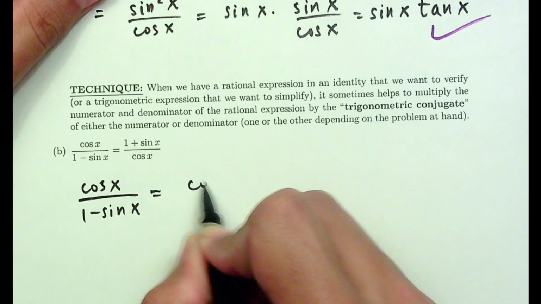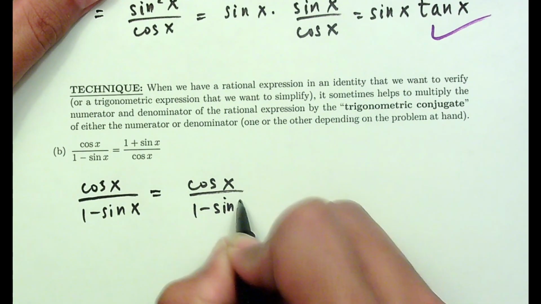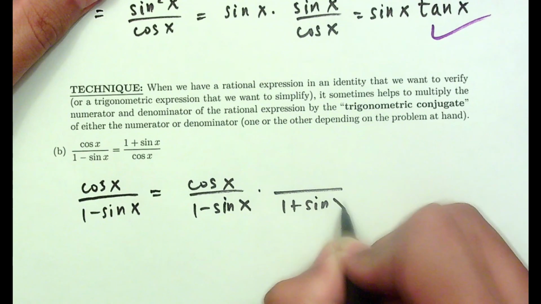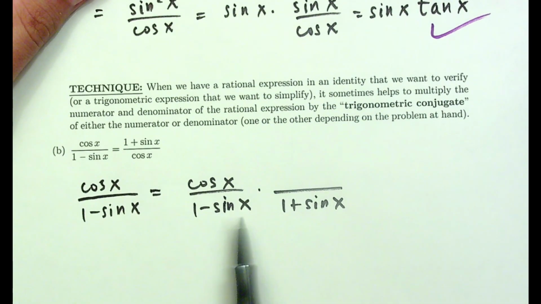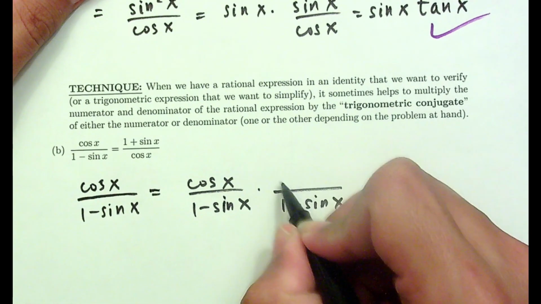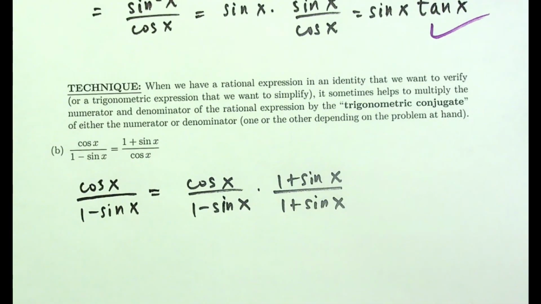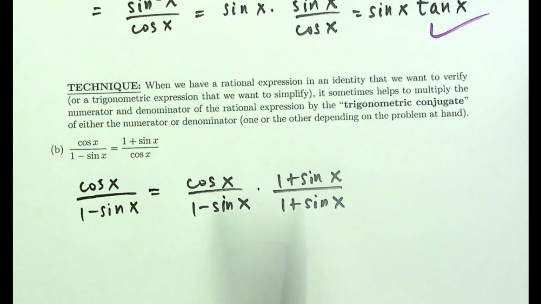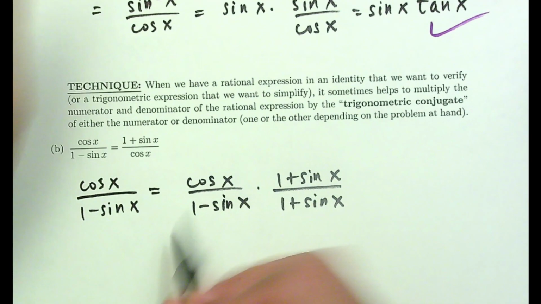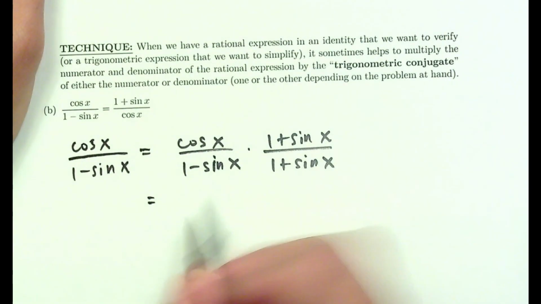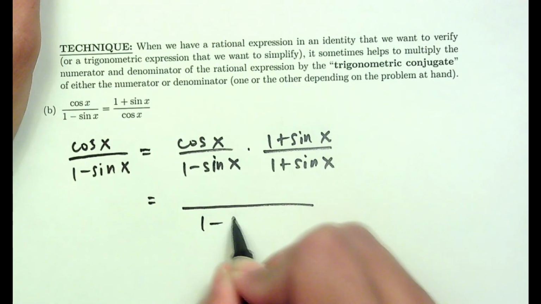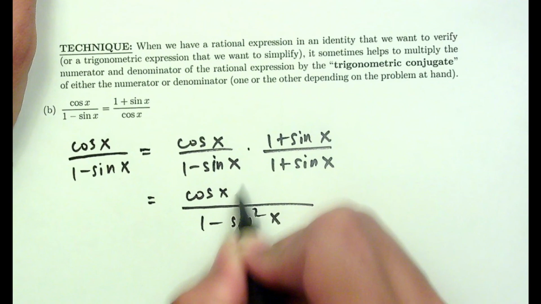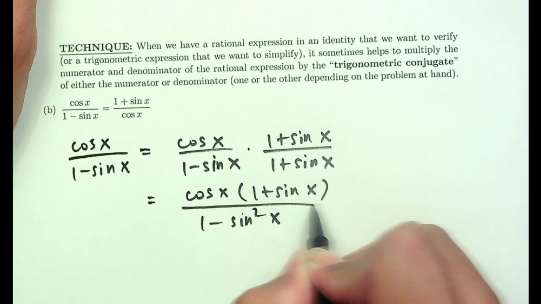Starting with the left hand side, sometimes this is the only thing that works. So let's multiply by the trigonometric conjugate, which would be this. It's the same thing, but you change the sign in the middle. Okay, let's see what we get. I want to show that when I simplify this left hand side, I end up with the right hand side. The bottom becomes 1 minus sine squared by foiling the bottom, and the top would be cosine of x times 1 plus sine of x. Just multiplying across.